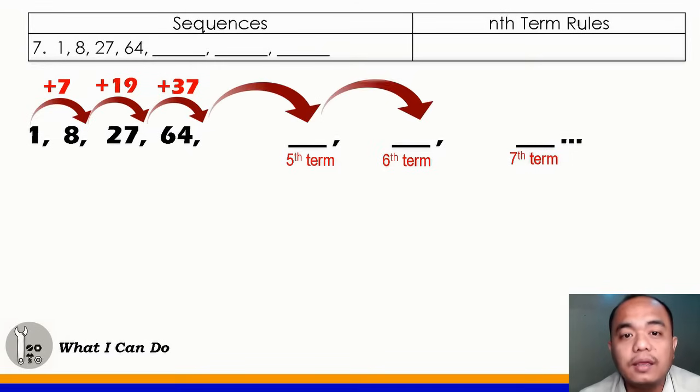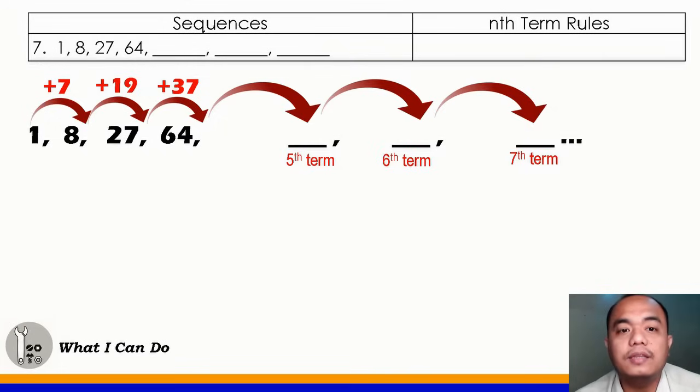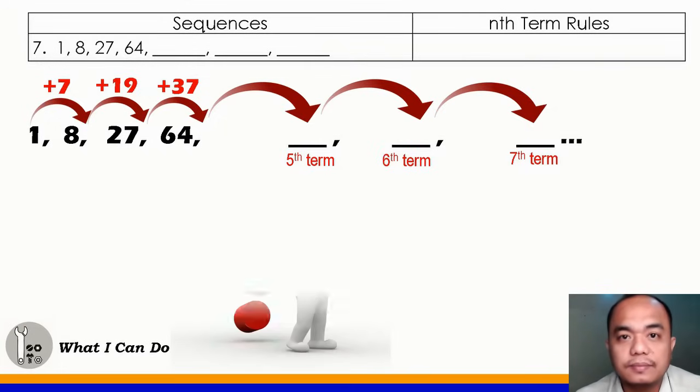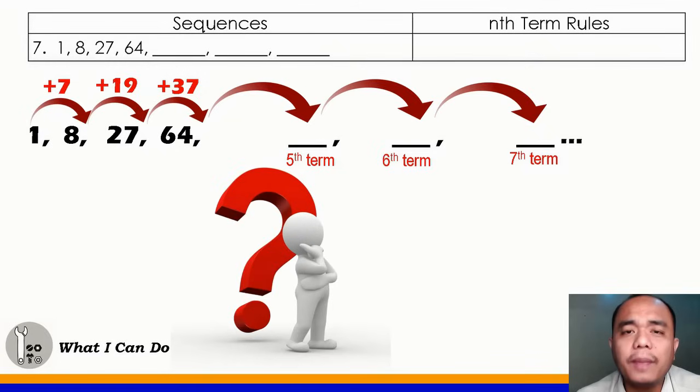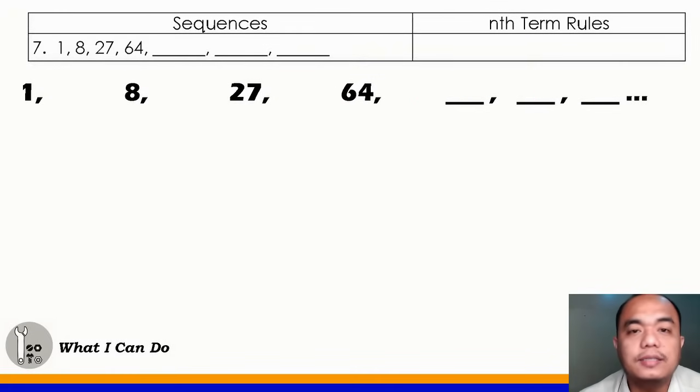So obviously, medyo mahihirapan tayo kumuha sa susunod na term if these are the given difference of the sequence. So ano kayang pwede gawin? So mag-iisip tayo ng ibang paraan kung paano natin makukuha yung end term at saka yung mga next 3 terms on this given sequence. Let's analyze the sequence.